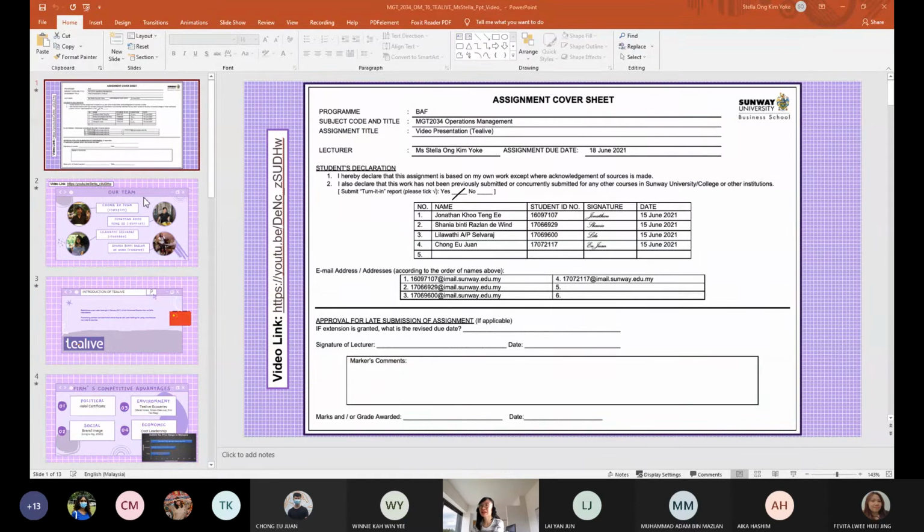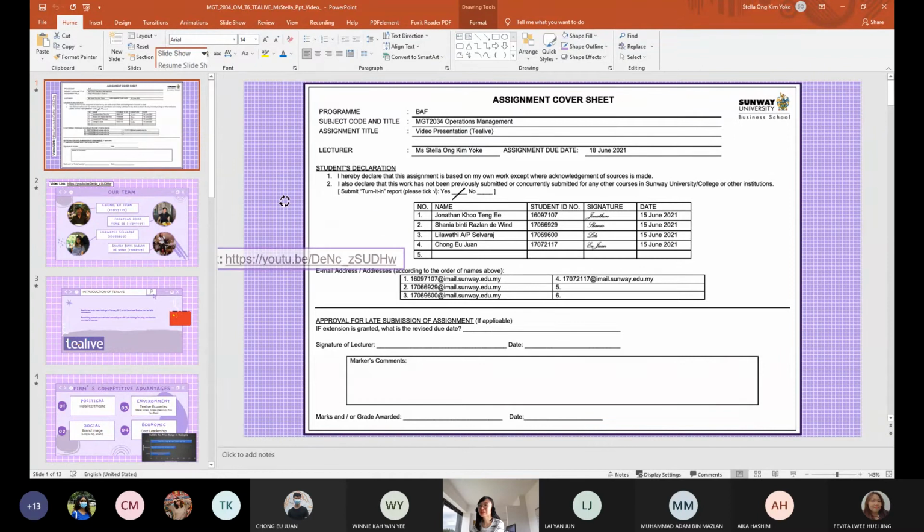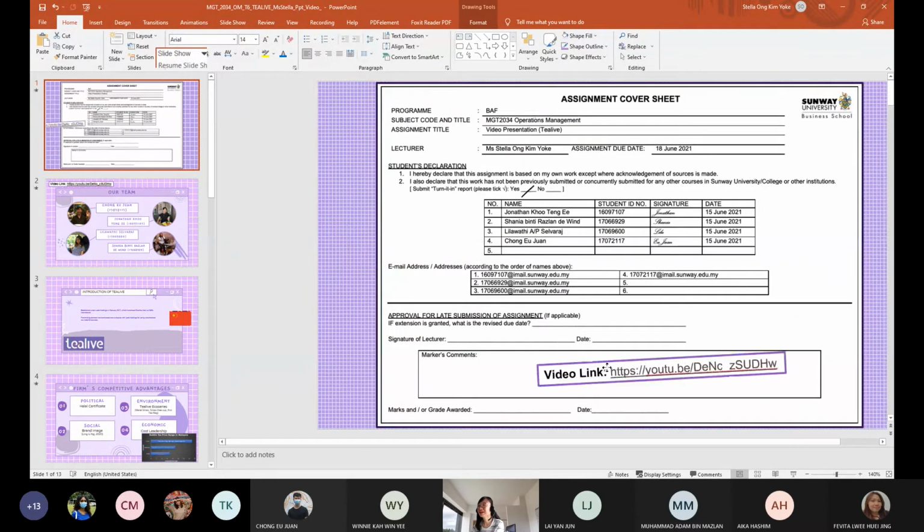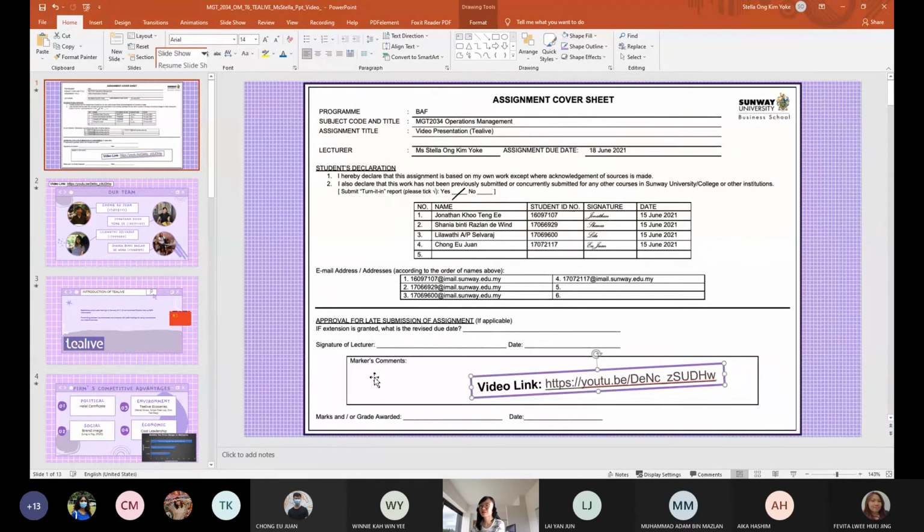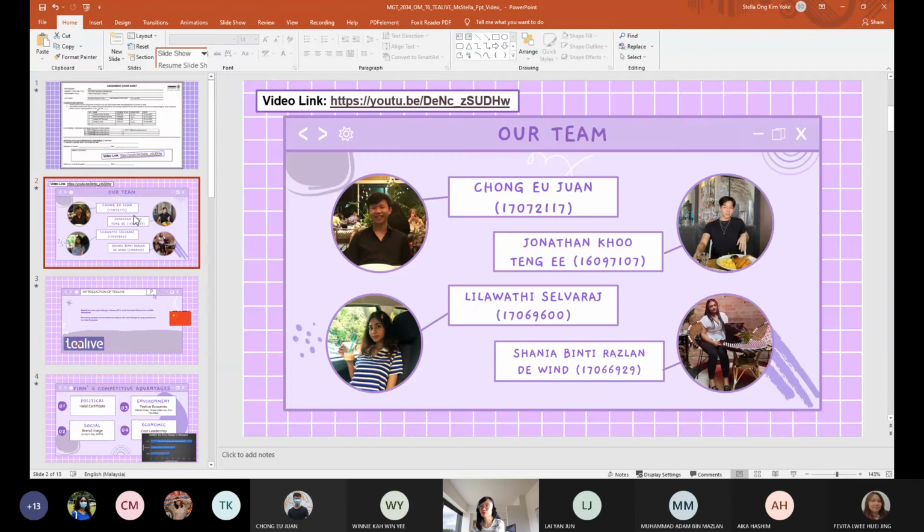And then I wonder why you put your link at this angle. Why you cannot put it nicely? Then how do you want me to put comment in this part? As I mentioned, this one don't need. Do a professional presentation slide.